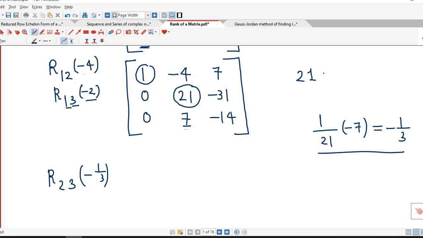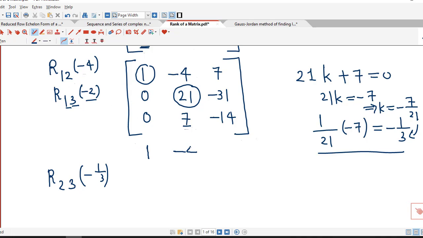If we are not comfortable with this way, we can find this number in another way also. Suppose we multiply 21 by some non-zero number k and add it to 7, so that we obtain 0. From this we obtain 21k equal to minus 7, which means k must be equal to minus 7 by 21, which is minus 1 by 3. In this way we can decide the multiple of a row.